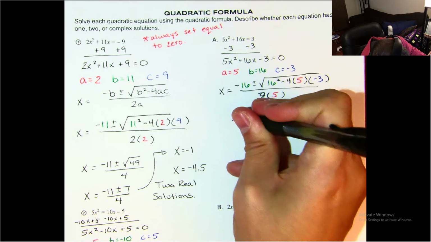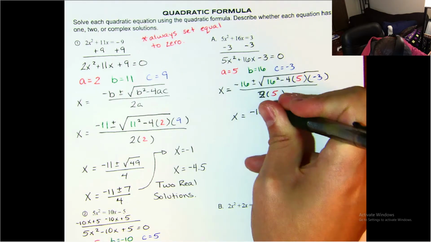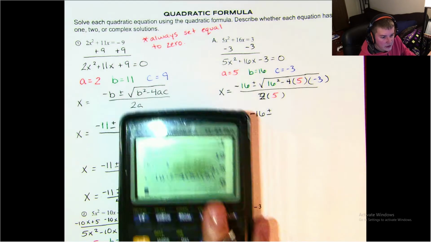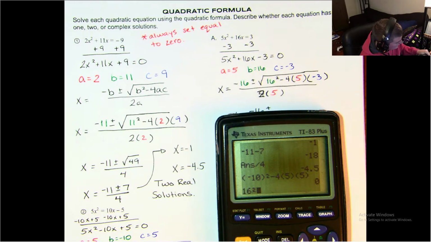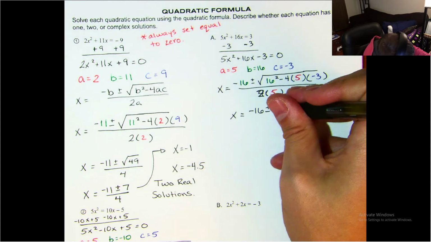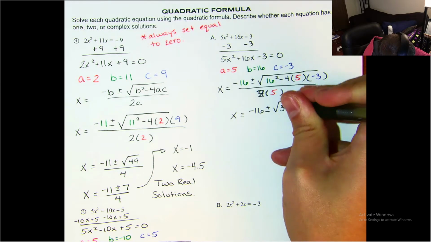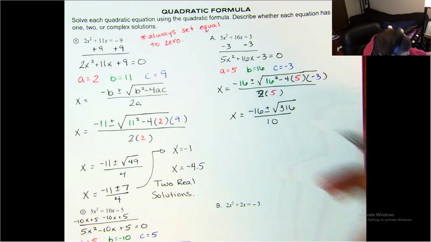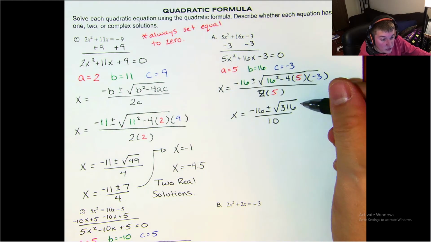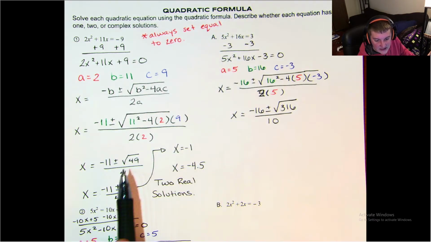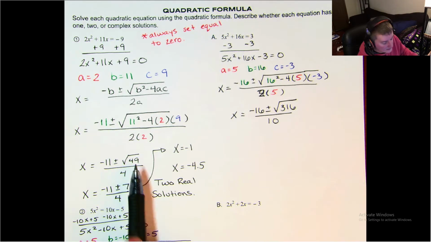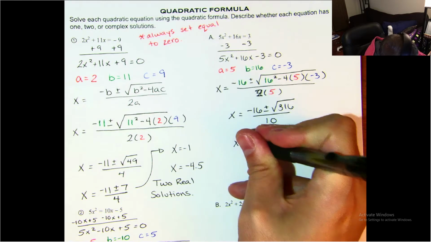Okay, so that means I'm going to get x is equal to negative 16 plus or minus. Again, we want to throw that discriminant into the calculator. We're going to get 16 squared minus 4 times 5 times negative 3, which is 316. So I get the square root of 316 divided by 10. Okay, so this would be an example where you need to simplify the square root. This is not going to come out to a nice, neat number like 49 did. So let's go ahead and see what we can do.